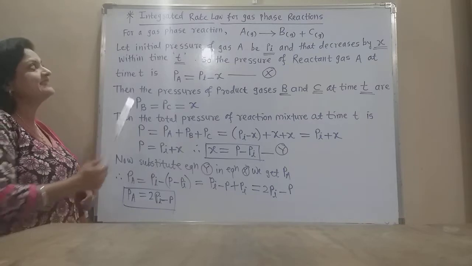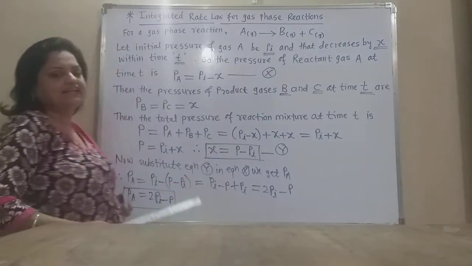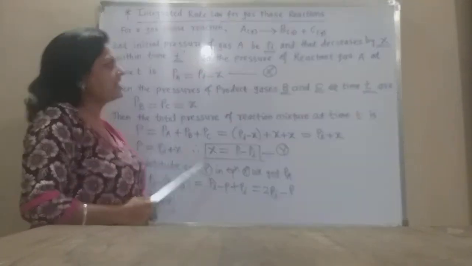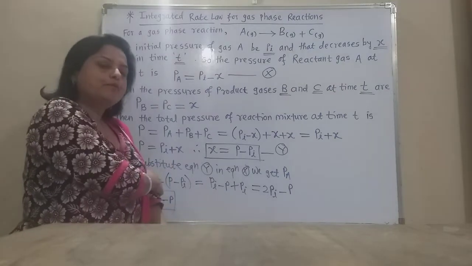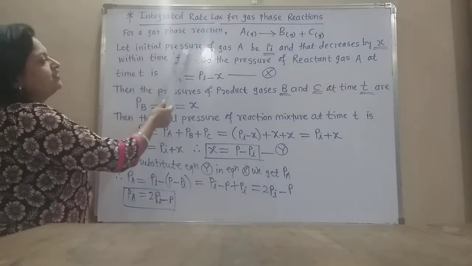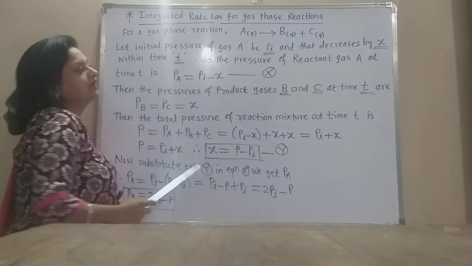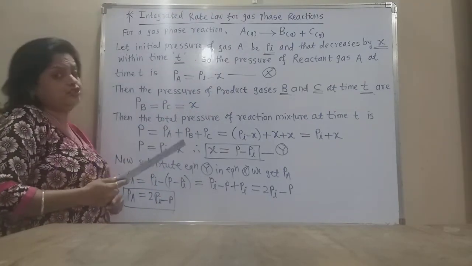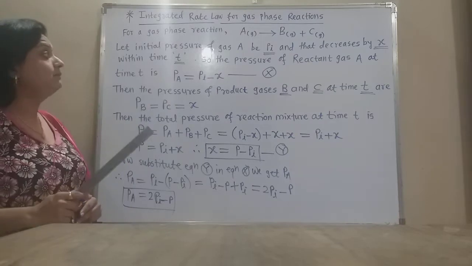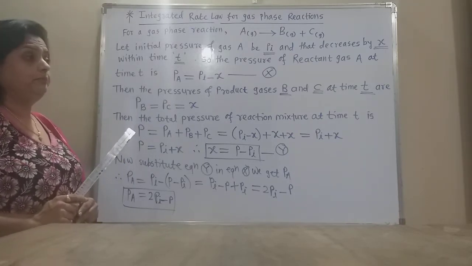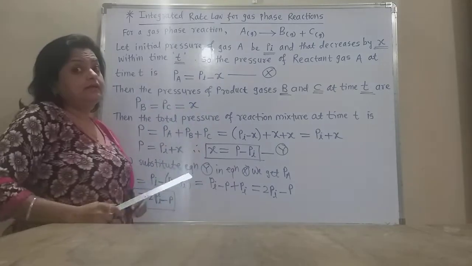Now suppose our gas phase reaction is A gas gives B gas plus C gas. Here A is the gaseous reactant, and B and C are different gases as the products. Now let the initial pressure of gas A be Pi, and that decreases by X pressure within time T. That means after time T, X pressure of the initial pressure of A has decreased.